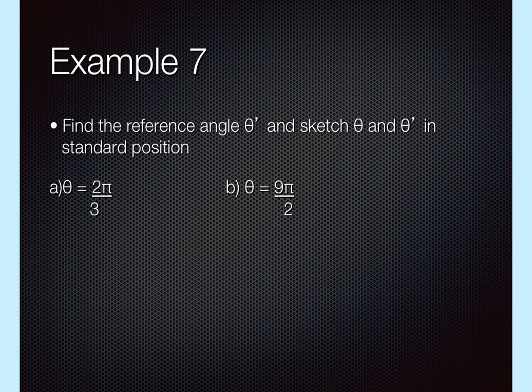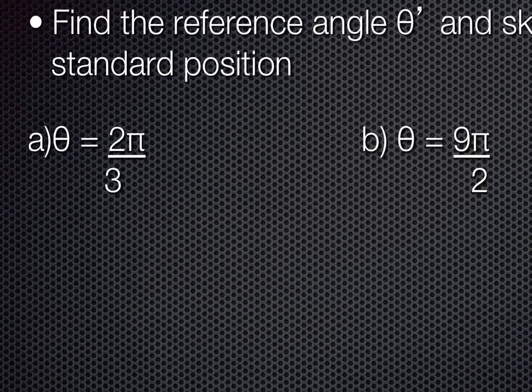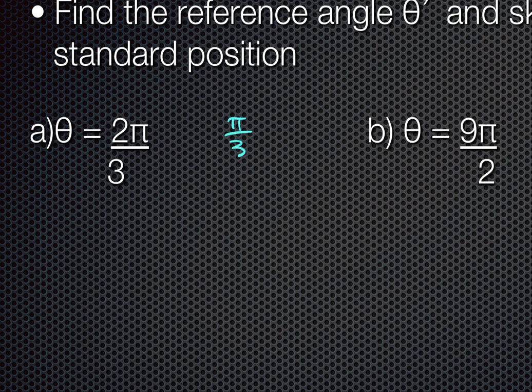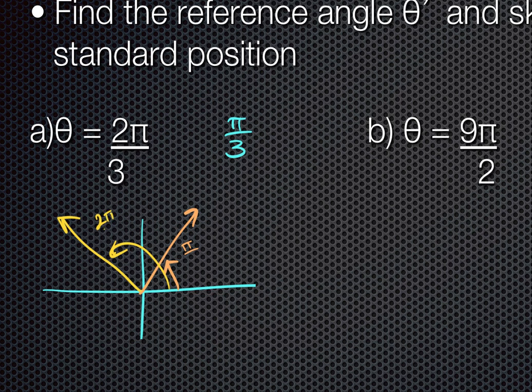Find the reference angle, theta prime, and sketch theta and theta prime in standard position. What's the reference angle to 2 pi over 3? Pi over 3. So if I wanted you to sketch both, pi over 3 is in the first quadrant, and 2 pi over 3 is in the second quadrant. Your reference angle should always be in the first quadrant because it's always going to be pi over 2 or less than pi over 2.